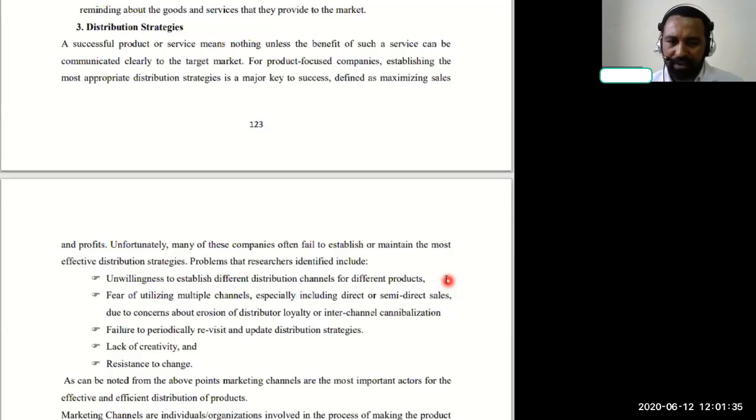So in this case, the accompanying goods and services, or accompanying products, need to be distributed using different or multi-channels. So there would be some price increment by the distributors that ultimately increases the cost of the company. So this is some of the reasons why companies fail to establish a reliable distribution channel.